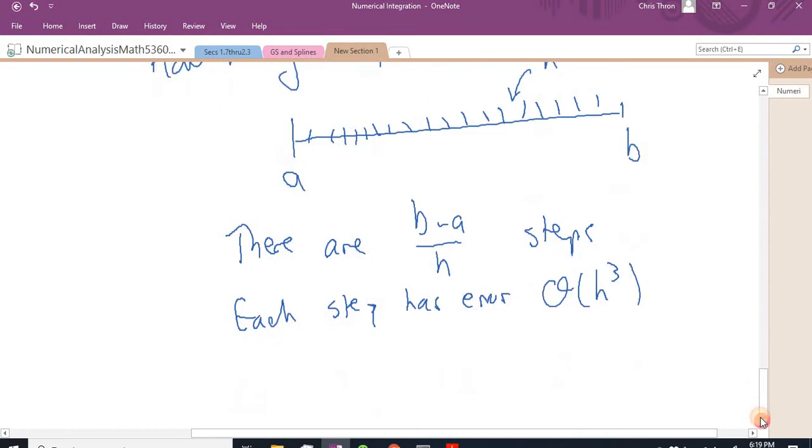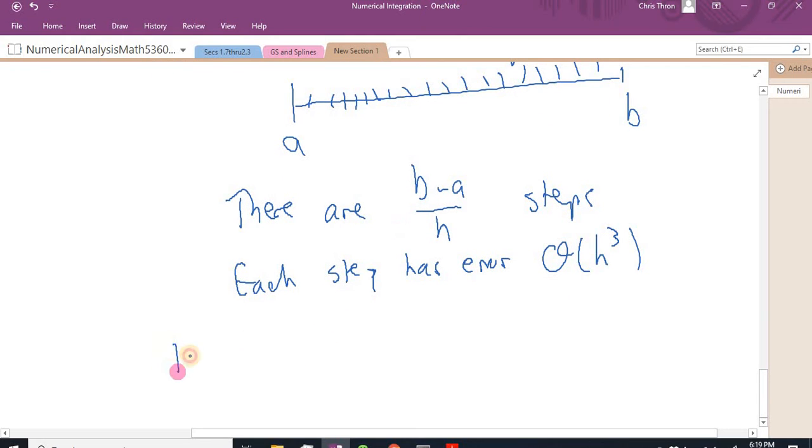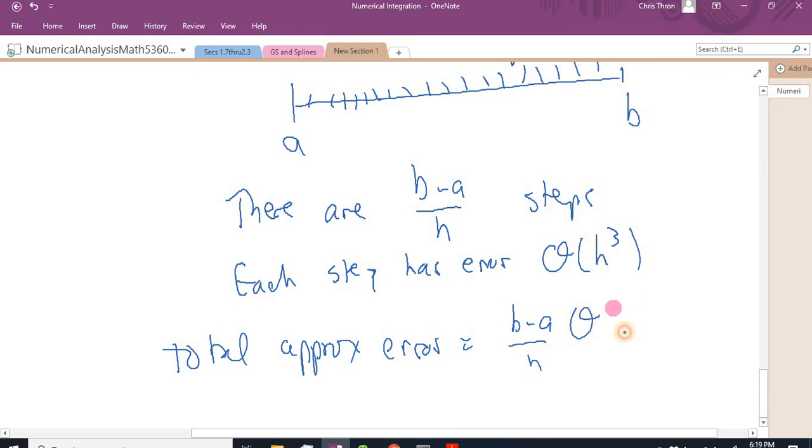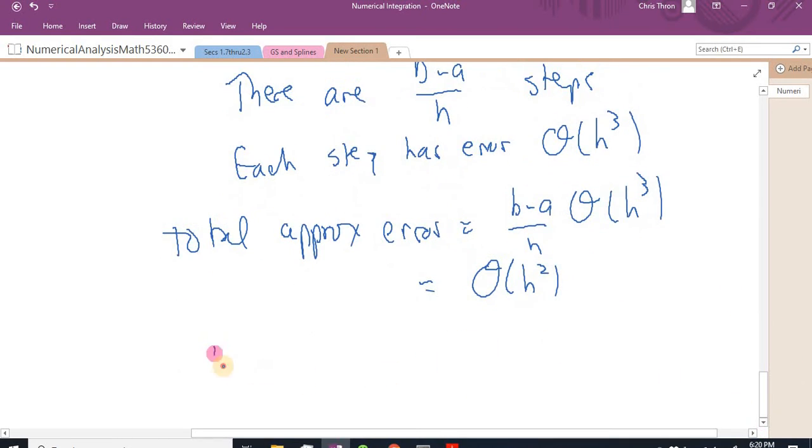Okay? So that means the total error for the total approximation is equal to (b minus a) over h times O of h cubed, and that's the same thing as, I can just write, O of h squared. Okay. I lose the b minus a because I'm only concerned about how it depends on h. It's some constant, that's what the big O means. So I can say, i.e., some constant times h squared.